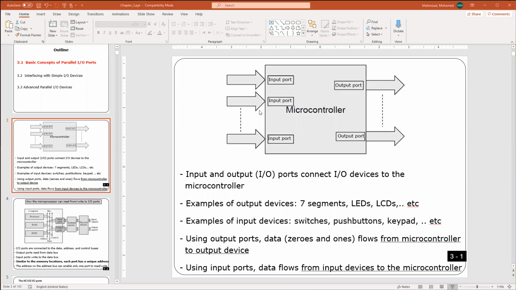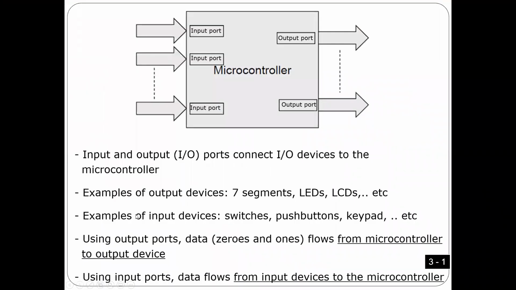First, let's make a very quick review of what I taught in this chapter. As I told you last time, we have a number of output devices like 7 segment LEDs and LCD, and a number of input devices like switches, push buttons, and keypad. For output devices, the data has to be written from the microprocessor to these devices. So this is the direction of the data. For input devices it should be the other way: the microprocessor has to read these devices.